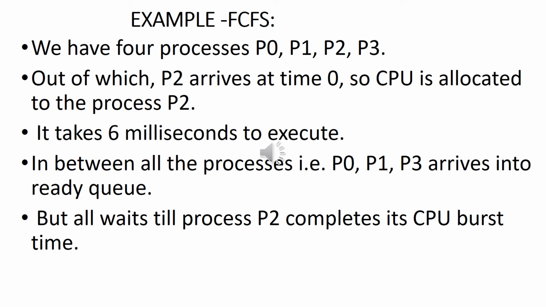We have 4 processes P0, P1, P2 and P3, out of which P2 arrives at time equal to 0, so the CPU is allocated to the process P2. As we know, in first come first serve, whichever process comes first will be executed by the CPU. So P2 is the first one to arrive, and the CPU is allocated to it. It takes 6 milliseconds to execute. In between, all the other processes P0, P1, P3 will arrive in the ready queue.